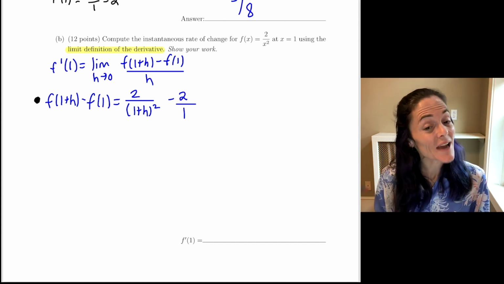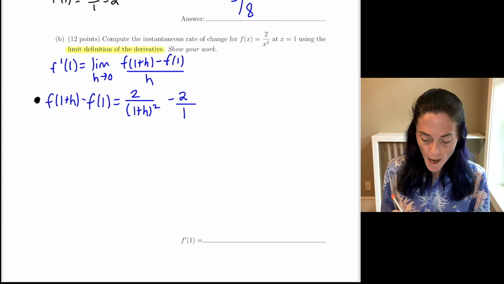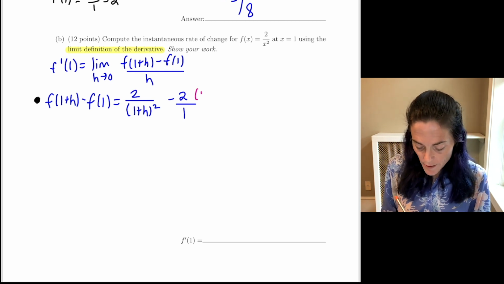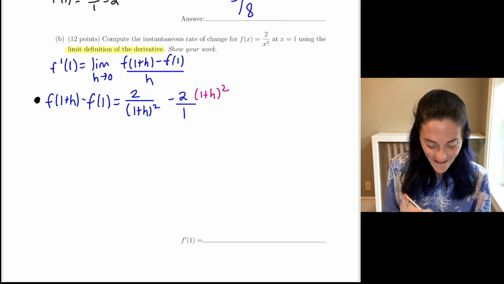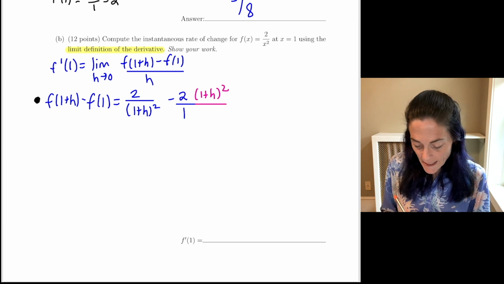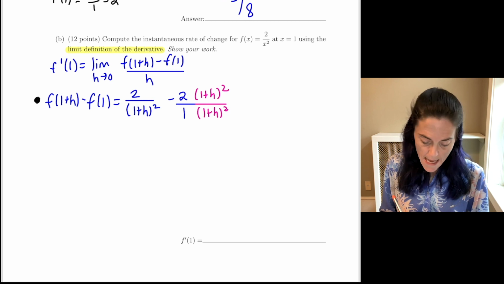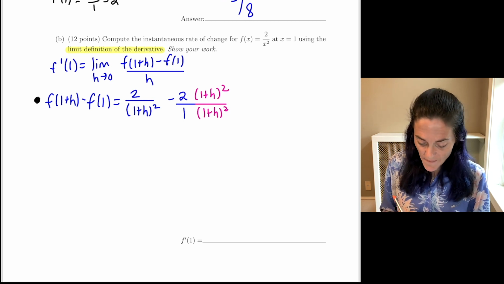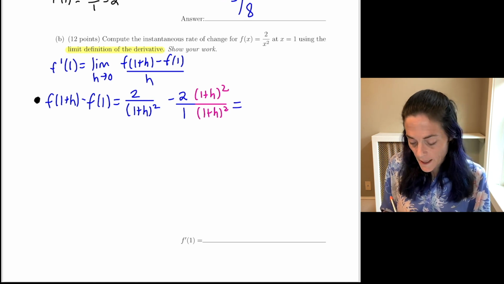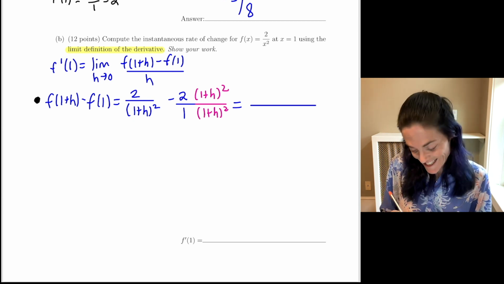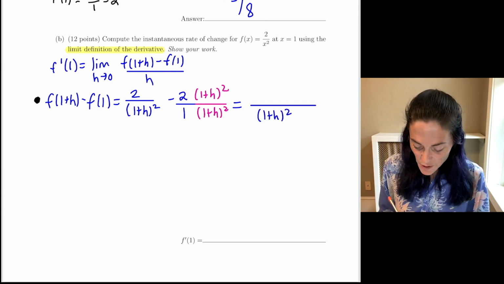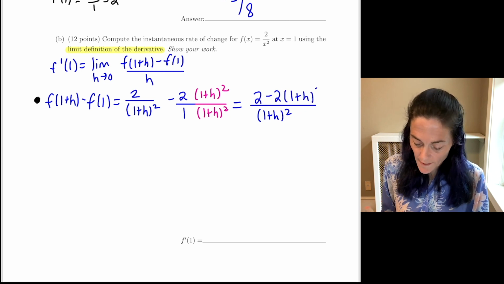Well, the strategy is get a common denominator, which in this case is 1 plus h squared. So I multiply this second term by 1 plus h squared divided by 1 plus h squared. Now let's see what I have. My denominator, I'll just leave alone, 1 plus h squared. Then I have 2 minus 2 times 1 plus h squared.